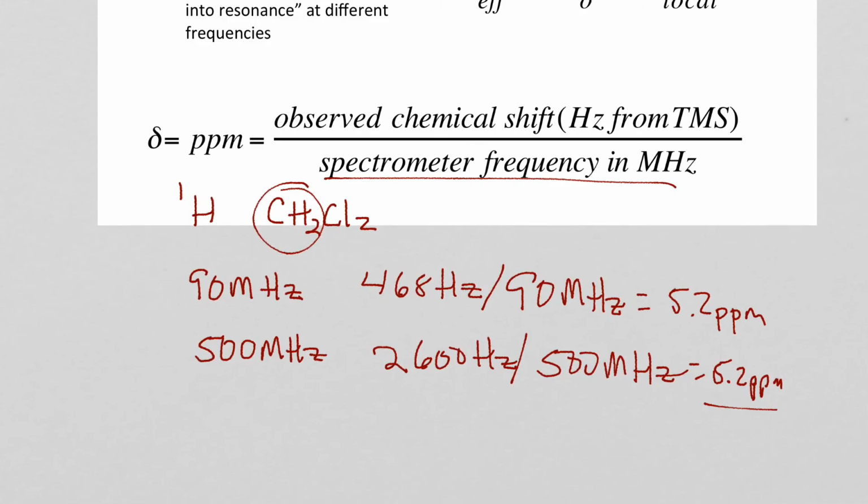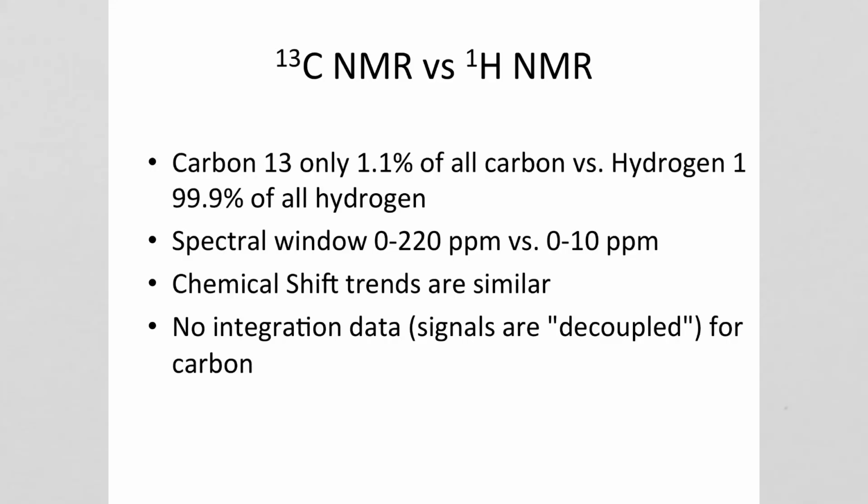Okay, a little bit about the differences between carbon-13 versus H1 NMR. As we mentioned in class, carbon-13 is not a very common isotope. It's only 1.1% of all carbon, versus hydrogen, which is 99.9% of all hydrogen. Which means it's a little bit harder to acquire a C13 spectrum. It takes a longer time than it does to get an H1 spectrum, just because there are so few C13s.